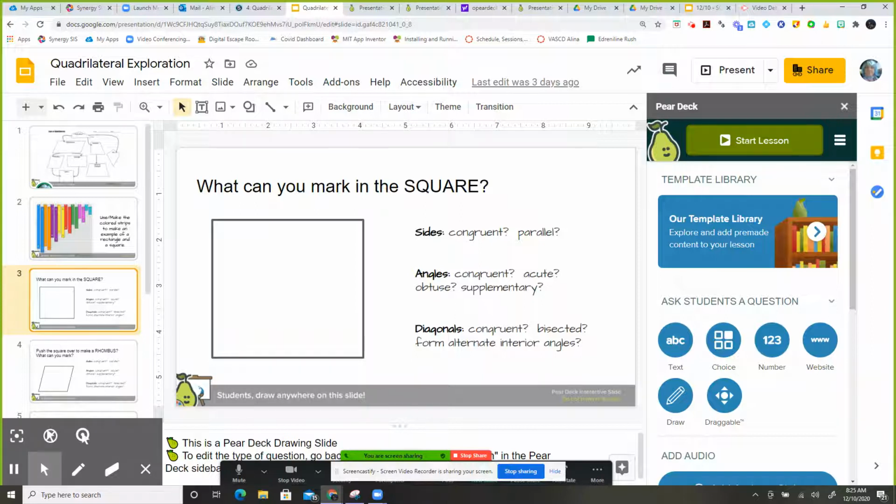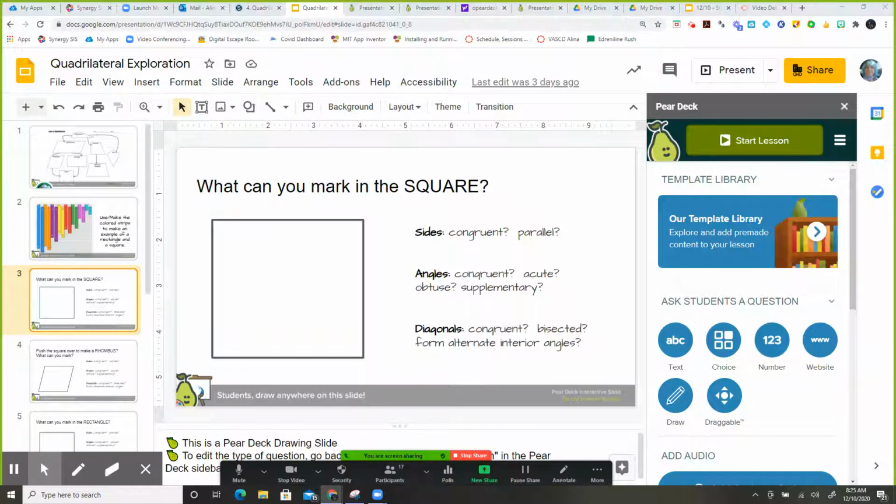I got my chat and then I forgot what I was putting in it. There's the link. So you're going to make your square. And then in the Pear Deck, we're going to mark everything that we can mark.